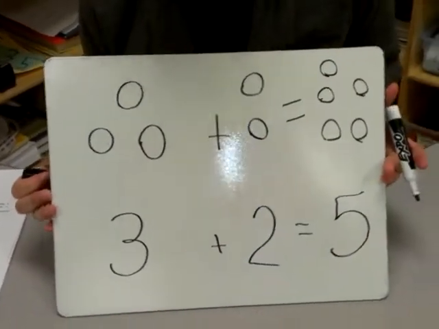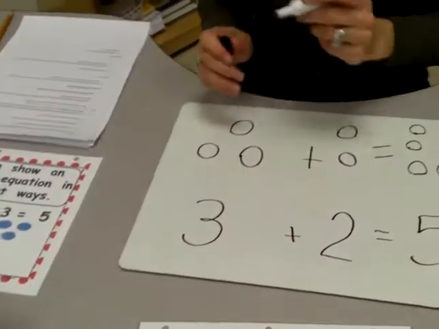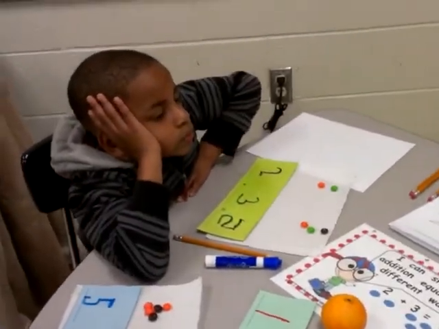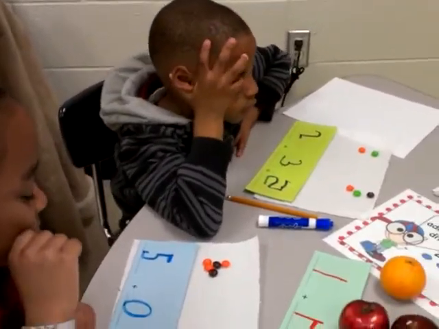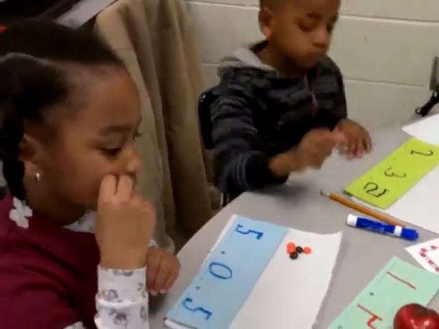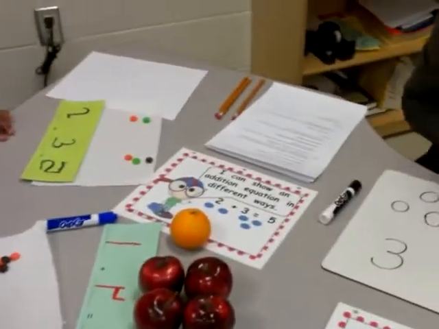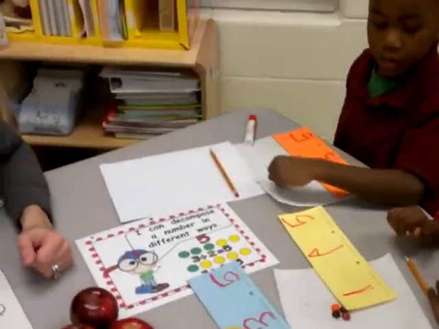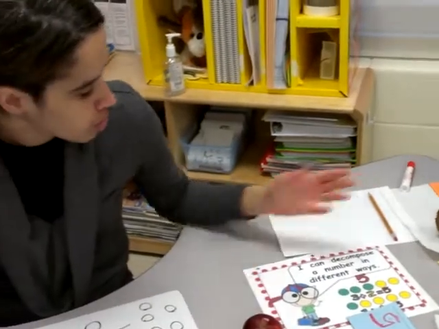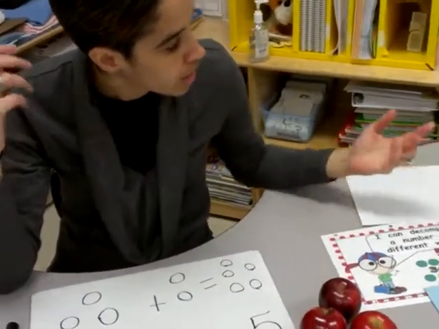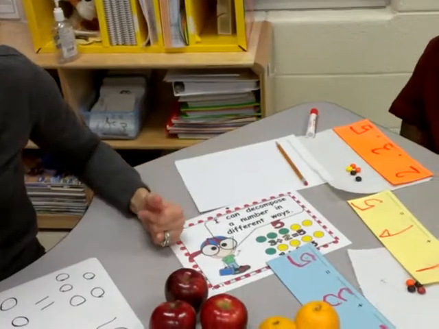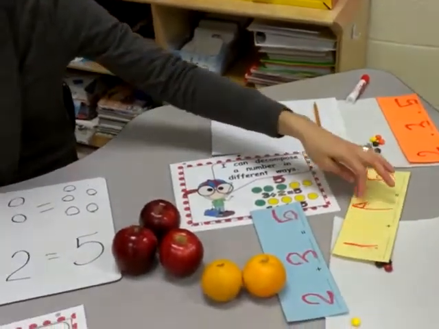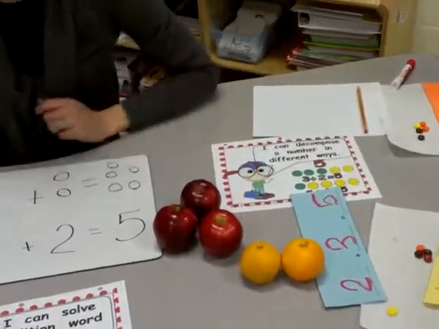Okay? And while you're doing that, I'm going to go back over the objectives. The objectives were to show an addition equation using different ways. The second is I can solve addition word problems. And the last is I can decompose a number in different ways. And that's exactly what you have done. You showed me different equations using your apples and your oranges. You've also shown me different ways using your Skittles. We created 2 number problems. And you are going to show me how you decomposed your number 5 into a number sentence. So go ahead and get started for me.